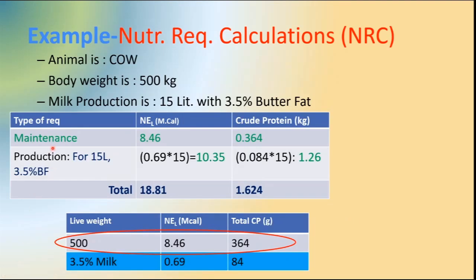So in that case, you have to write over here the maintenance plus pregnancy value, then production, and then the total value. So this is the total nutrient required by a 500 kg animal.